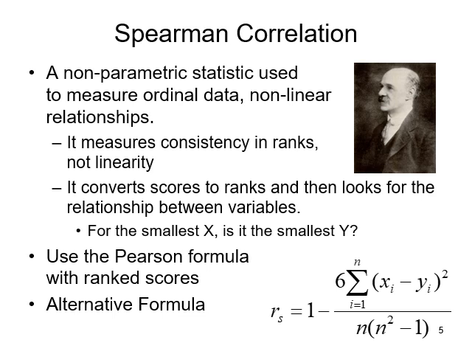It measures the consistency in the ranks, not linear relationships. It converts scores into ranks and then looks for the relationship between those variables. For the smallest x, is it also the smallest y? Now, the actual equation that Spearman came up with is shown here. And we're not going to use that equation because honestly, it's a little complex and there's an easier way to do it with the tools that we already have.